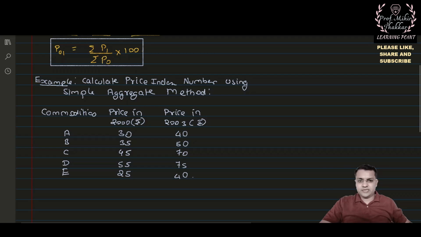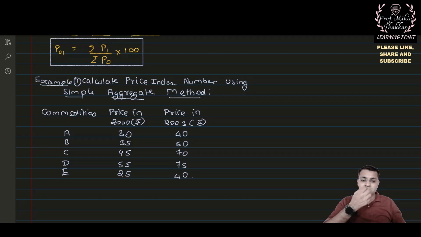So there's example number 1 for you guys. It's asking us to calculate the price index number using the simple aggregative method. What we have to do over here, looking at the question, is that the simple aggregative method is nothing but the simple index number that we usually call. The technical name for that is the simple aggregative method.